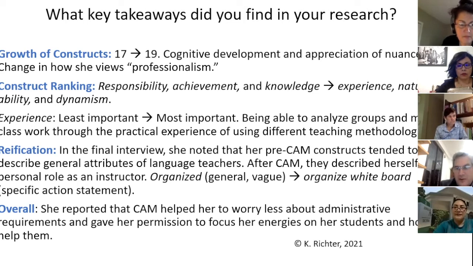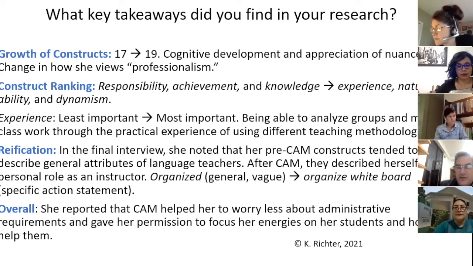There is also what I'm calling a process of reification. And by that, I mean making these concepts real for her, specific to her particular situation. In a follow-up interview after the two Repgrid interviews, she noted that her pre-CAM constructs tended to describe general attributes of language teachers, but after the process, those same constructs described herself in her own personal role of an instructor.